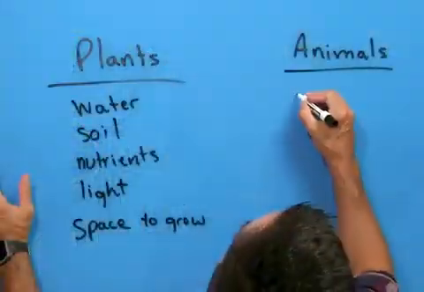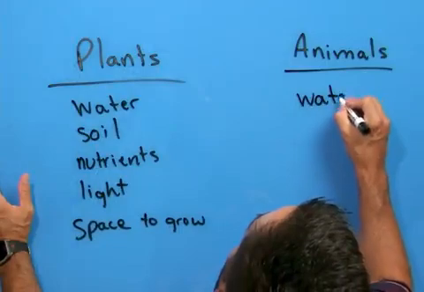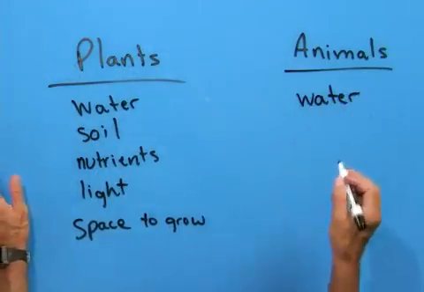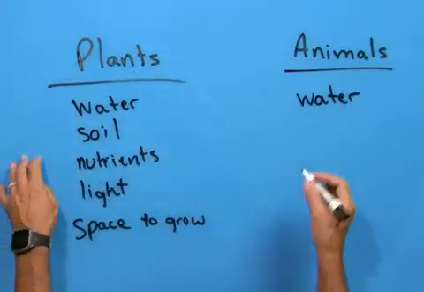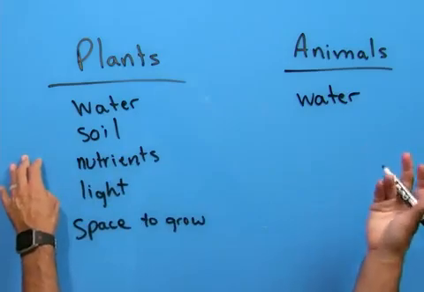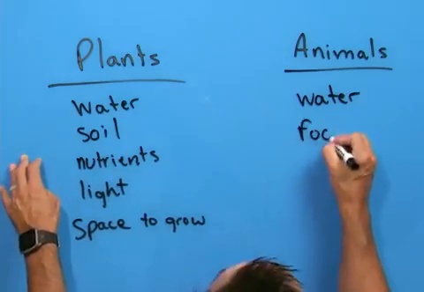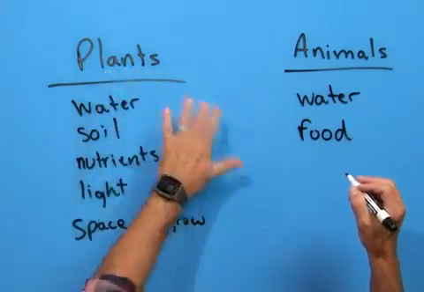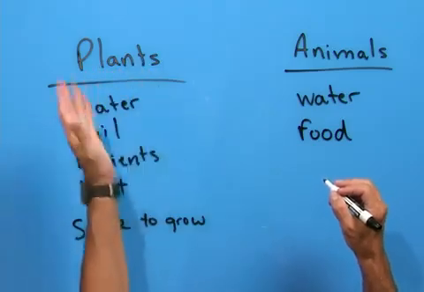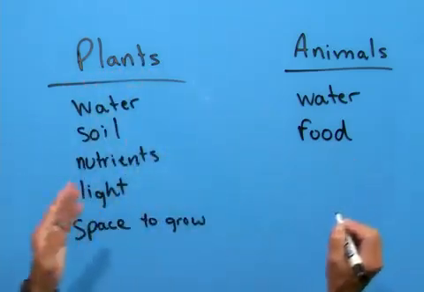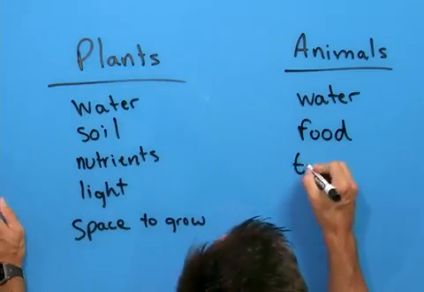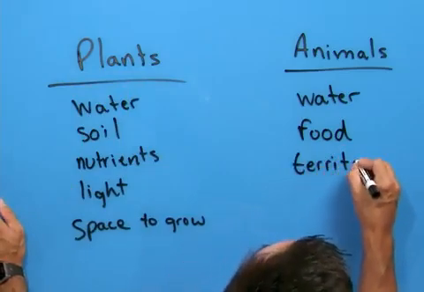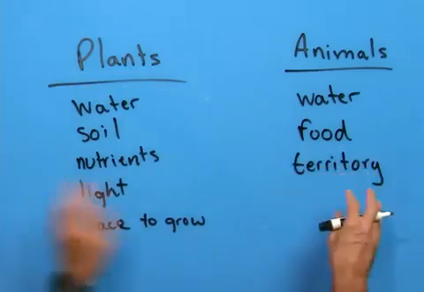Animals are also going to need water. Okay, they're not really going to be reliant on the soil. They are going to be reliant on nutrients, but that's going to be coming from the food that they eat, which is provided by the plants, right? Whether they're eating plants directly or eating an animal that's eating a plant, those nutrients are just being passed on. And they're also going to need some territory or space to call their own and also to hunt, right?